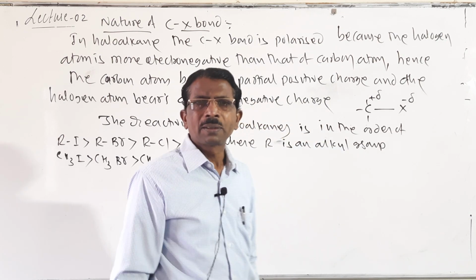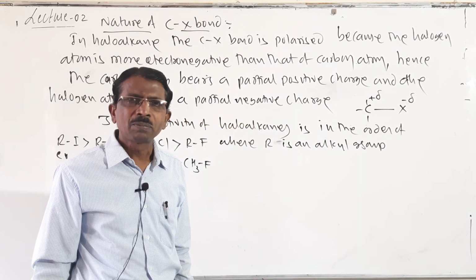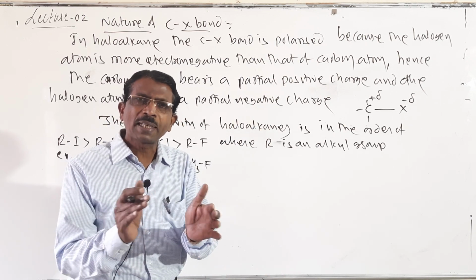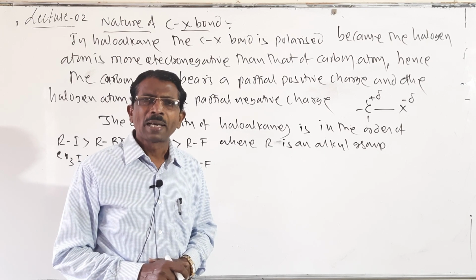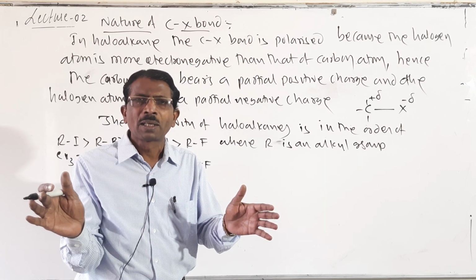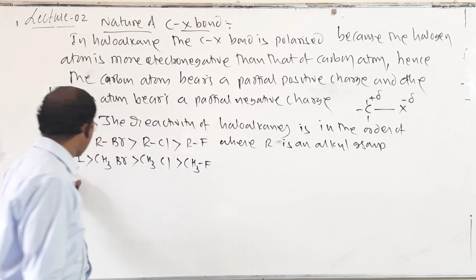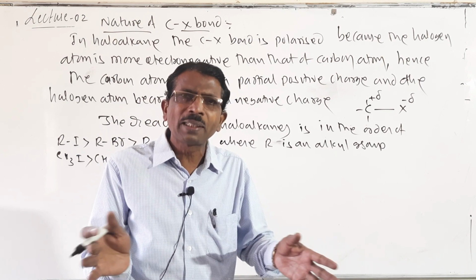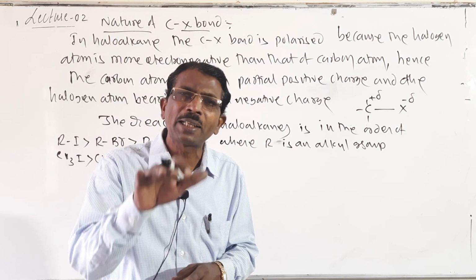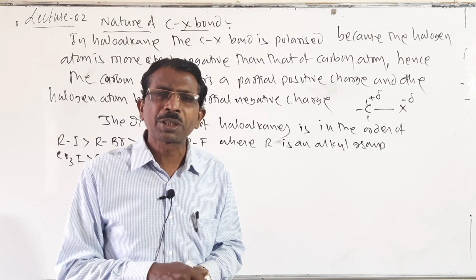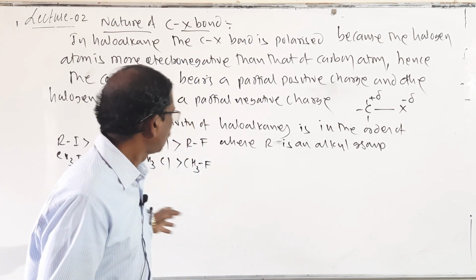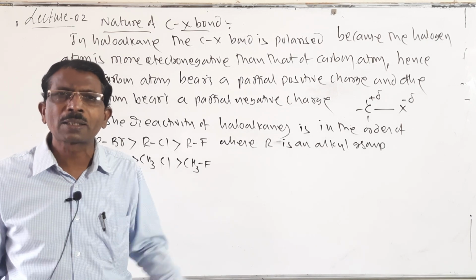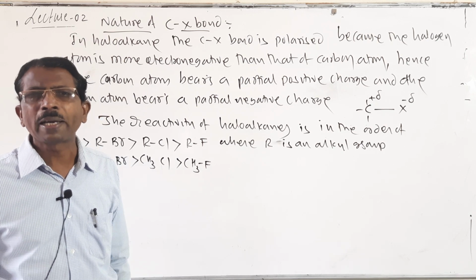We know that in the 17th group, that is the halogens, as we move down the group from fluorine to iodine, the atomic size goes on increasing. As the atomic size increases, the bond length between this methyl and iodine also increases. As the bond length increases, the bond dissociation energy decreases. Hence these can be easily broken. The bond between CH3 and I can easily break, and therefore these are highly reactive.